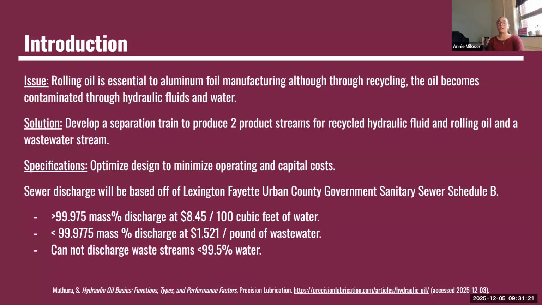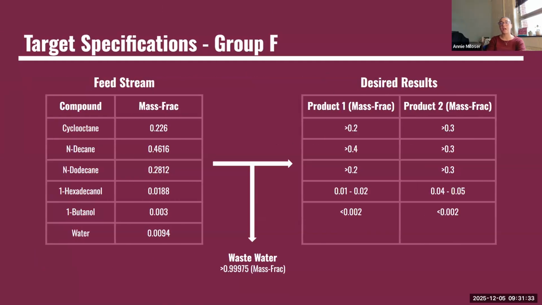So our solution is to produce two product streams for the recycled hydraulic fluid as well as the rolling oil, and a wastewater stream that meets Lexington's wastewater regulations. So this slide highlights what is in our feed stream as well as our desired products for our two product streams and our wastewater, which we wanted to be over 0.99975 mass fraction of water to reduce our operating costs.